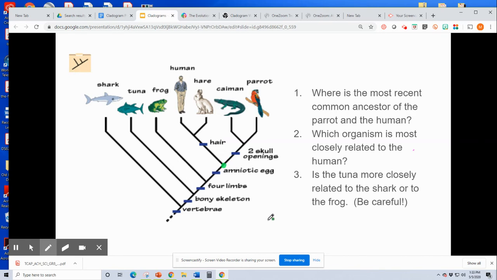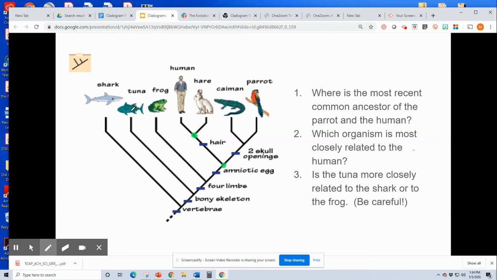Which organism is most closely related to the human? I think we've already looked at that, but that would be the human and the hare. They are beside each other, but they also have the most recent common ancestor. And then they also have the greatest number of characteristics in common. They both have hair. They both have an amniotic egg, 4 limbs, bony skeleton, and vertebra.